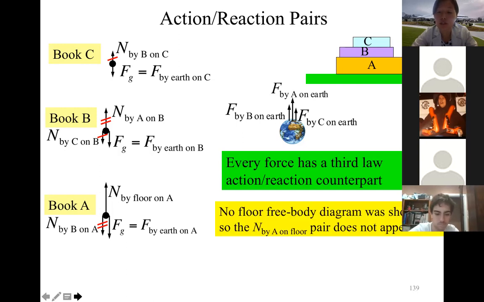Okay, so I didn't draw the free body diagram for the floor, but if you draw it, there is an action-reaction pair from A to the floor. So A by A on the floor. So that's just an animated slide to show all the different free body diagrams.